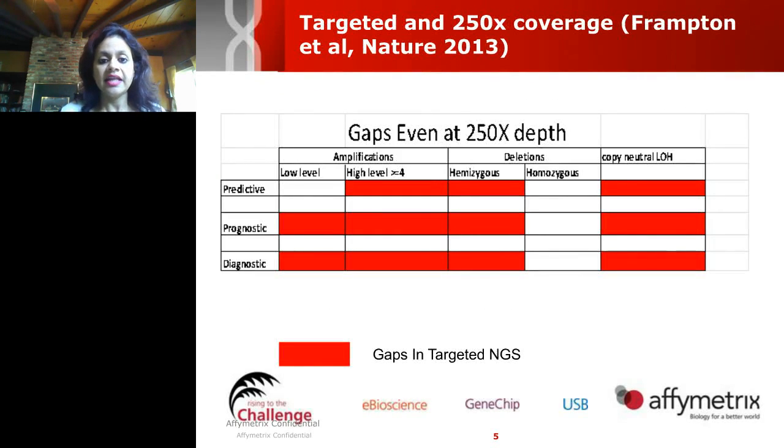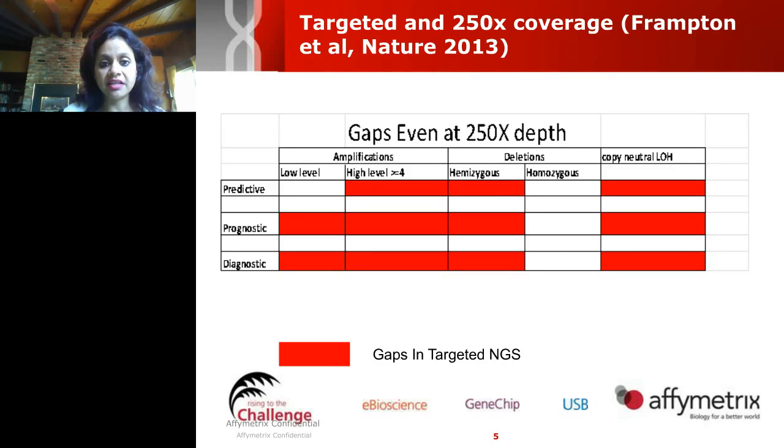This is a snapshot from the Frampton paper that describes the validation efforts of a next-generation sequencing technology that sequences over 300 genes at a 250x depth. And even at this high depth, it acknowledges gaps in copy number detection. So what you see here are important markers, which could be predictive, prognostic, and diagnostic along the column, and gaps in the detection of copy number events, which could be amplifications, deletions, or copy neutral LOH.